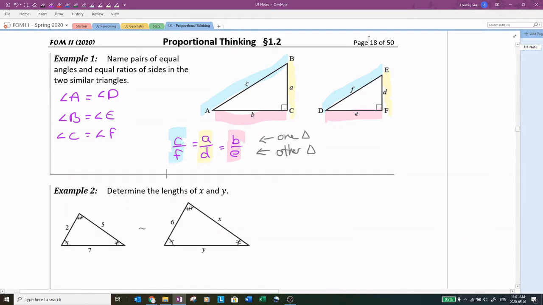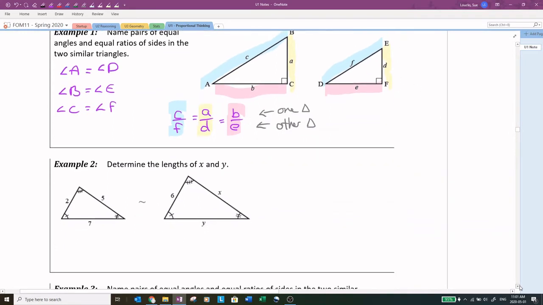Example 2. Now we're going to actually do some calculations here. Determine the lengths of X and Y. I'm going to color code things again. Okay, so the 2 and the 6 correspond. And here I'm just eyeballing it. I can tell by looking at it that those are the sides that correspond.